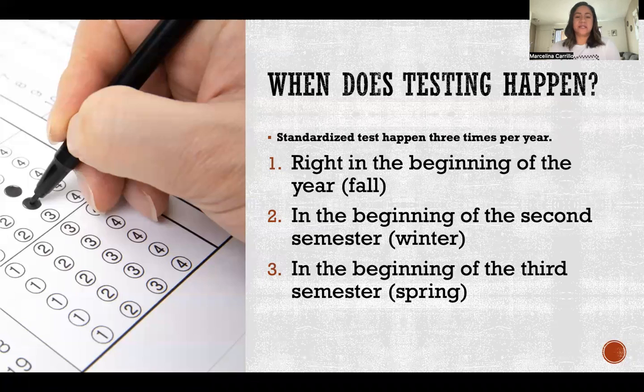So standardized tests happen 3 times per year. It's right in the beginning of the year, which is fall, and the beginning of the second semester, which is winter, and the beginning of the third semester, which is spring.